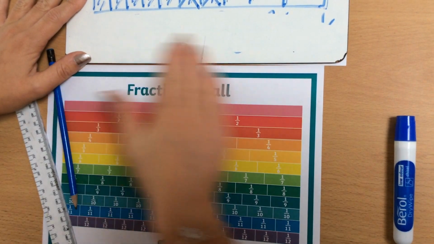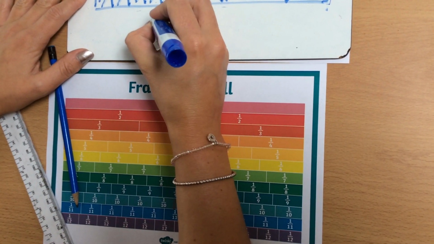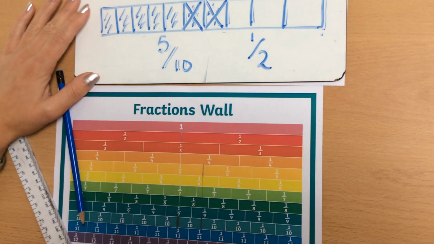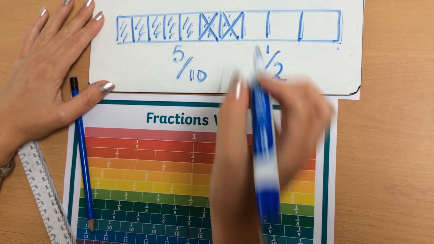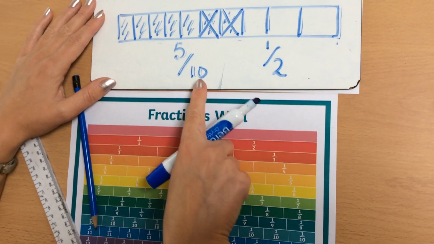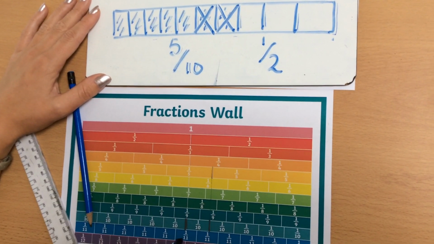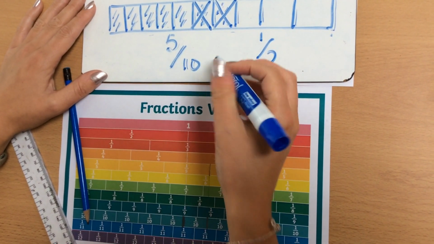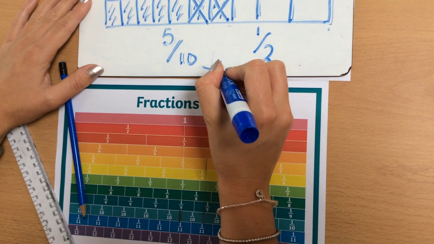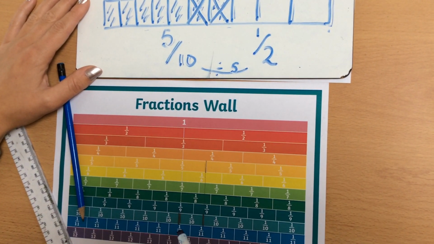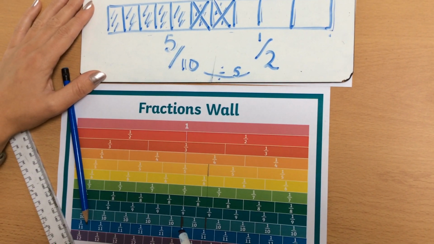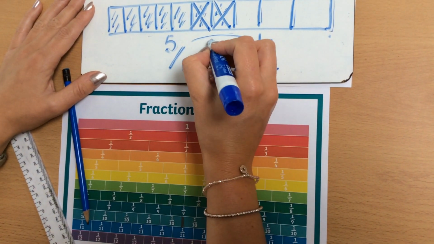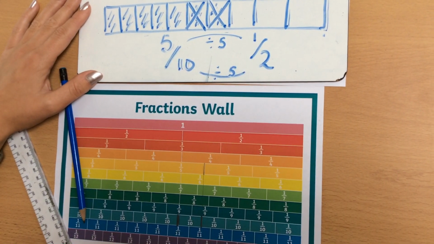And actually, if you look at the numbers, 5 tenths and 1/2, if I were to use my knowledge of my times tables and my divisions, what do you notice about the 10 and the 2? How many 2s go into 10? 5. So I can divide it by 5. And what I do to the bottom, I have to do to the top. Can you divide 5 by 5? Well, yes, you can. 5 divided by 5 is 1.